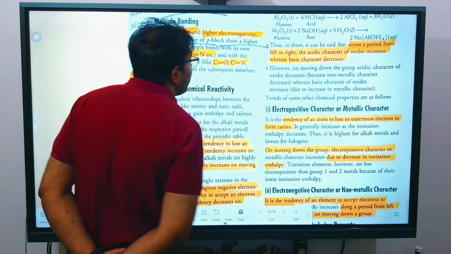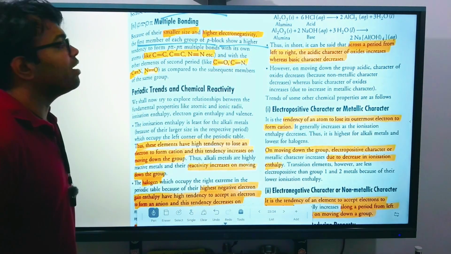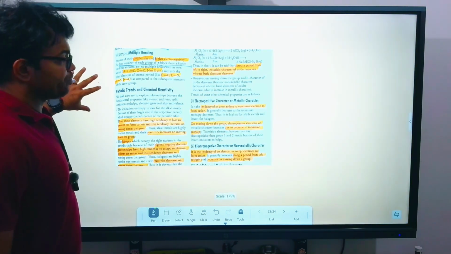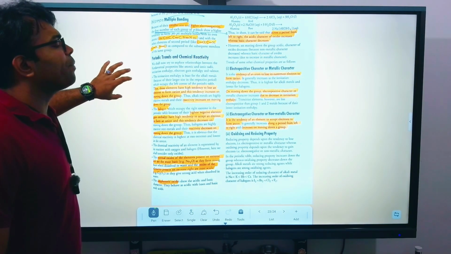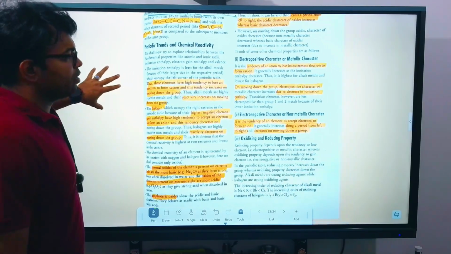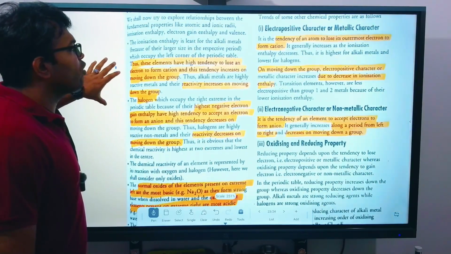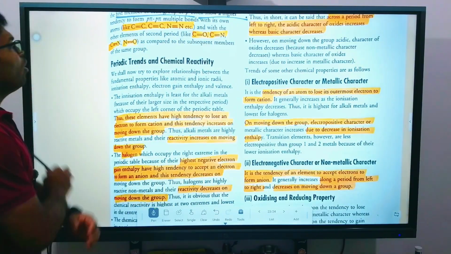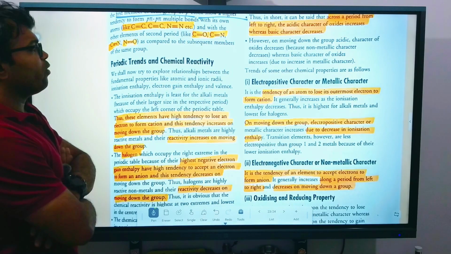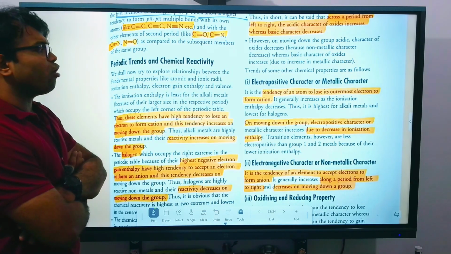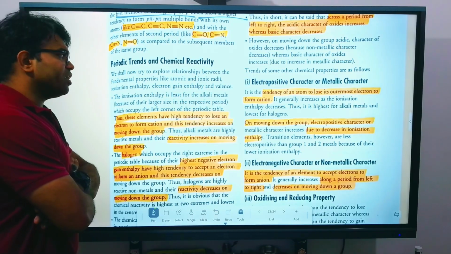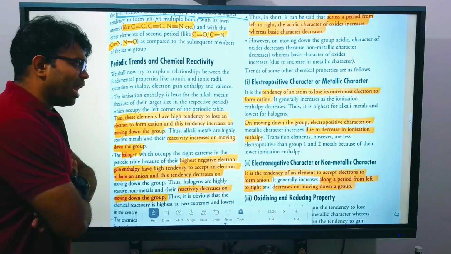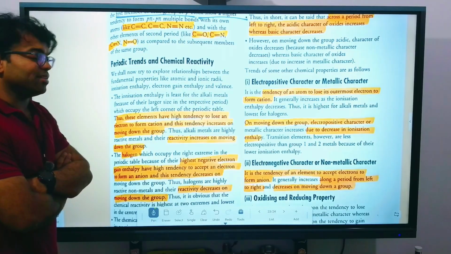Next, periodic trends and chemical reactivity. So, we are going to summarize. Now we have reached the summary section of the chapter. We are going to summarize again what all we have learned here. Now we shall try to explore the relationship between the fundamental properties, like atomic and ionic radii, with the ionization enthalpy, electron gain enthalpy, and valency. We have already done this.